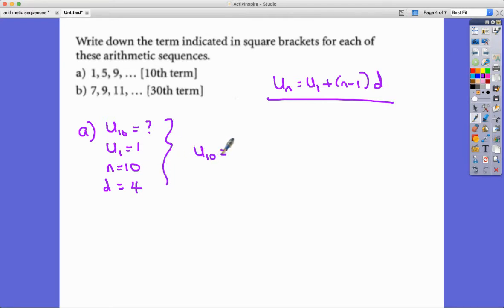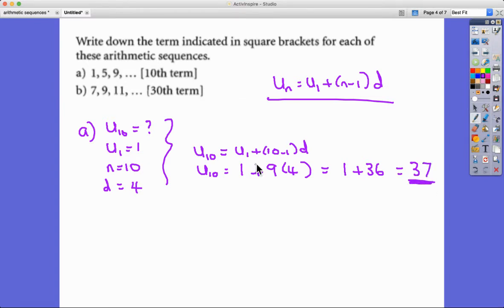So U10 is going to be equal to U1 plus 10 minus 1 times D. So U10 is going to be equal to 1, which is the first term, plus 9 lots of the common difference, which is 4. So it's going to be equal to 1 plus 9 times 4 is 36. So the 10th term of that sequence, if we counted up to the 10th term, would be 37. Once you get good at this, it's just a quick way of working these terms out.